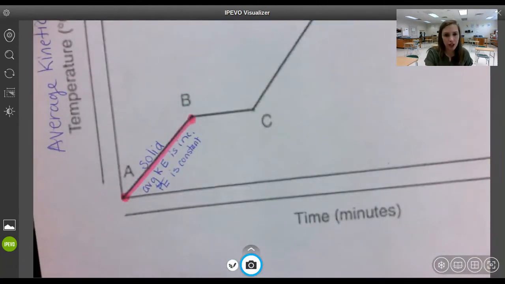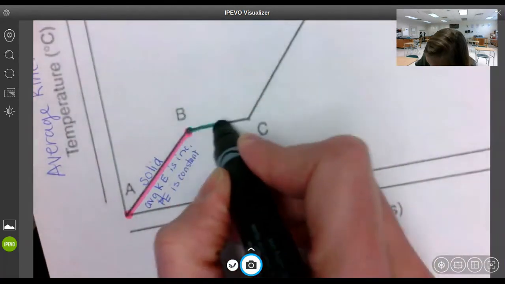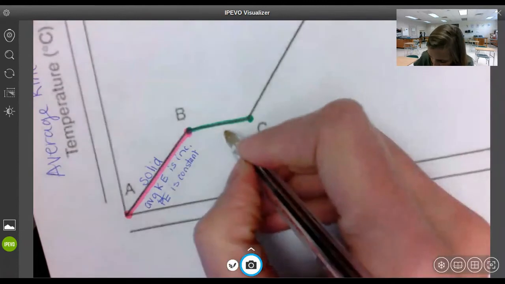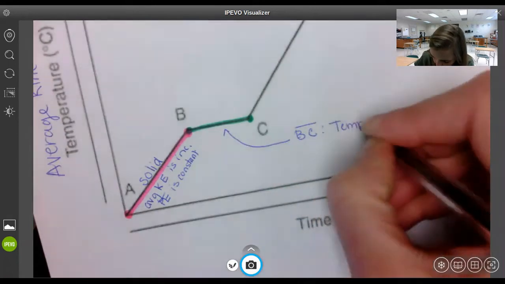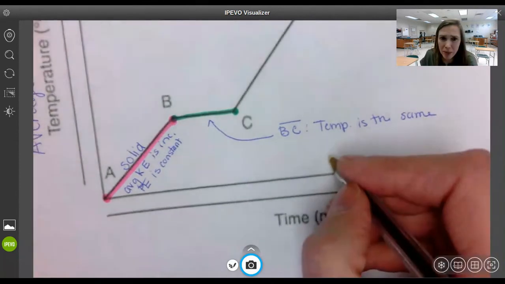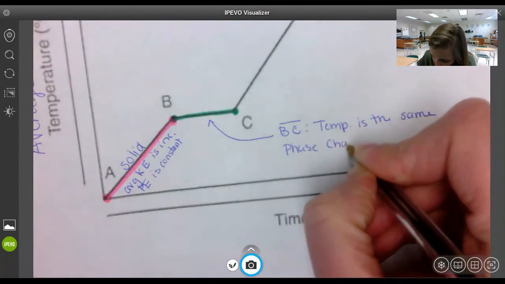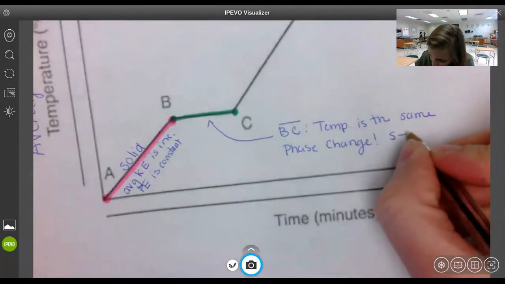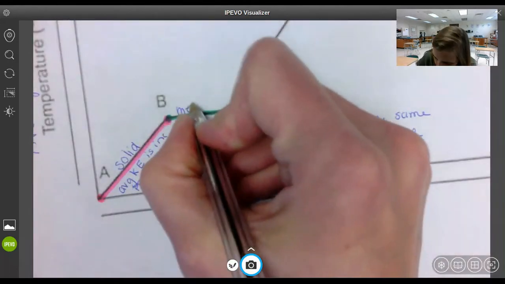And we'll be adding in some other information as we go. When we get to point B, and we see the line flatten out, from B to C, that line segment, temperature is the same. So what must be going on? Why is it staying flat? That's because in this case, we have our phase change. From B to C, we are going from a solid to a liquid. Both particles in solid and liquid are present. So in this case, this would represent melting.